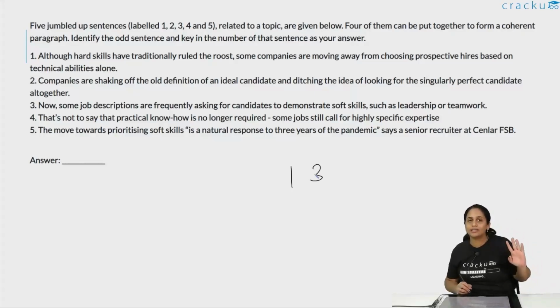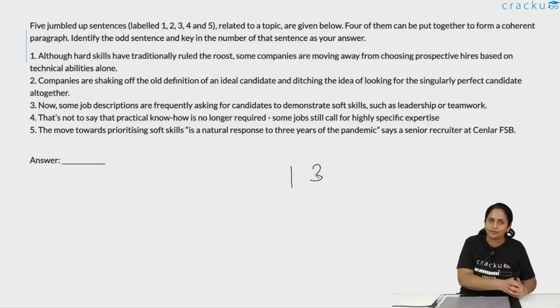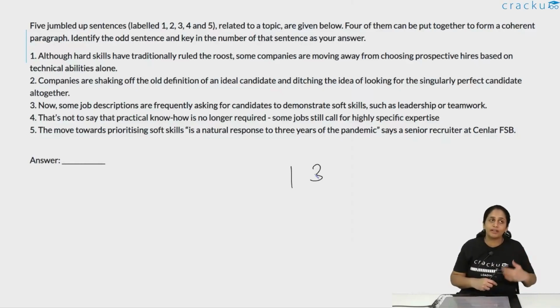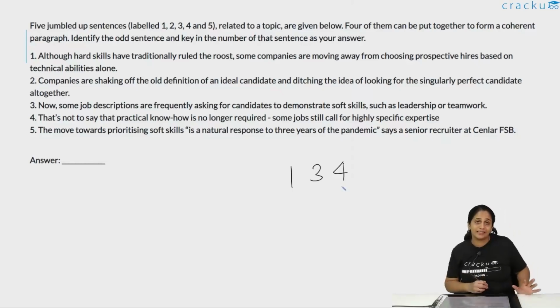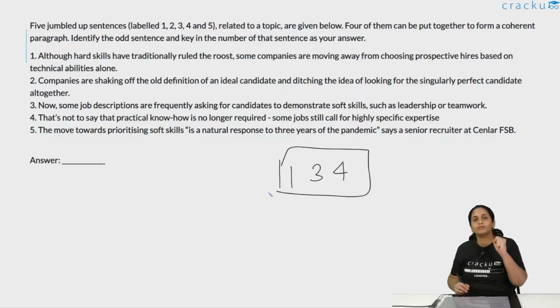Now 4 is essentially saying that's not to say. It is clarifying that it's not that the hard skills or the technical skills are no longer asked for. Many jobs require very specific technical skills, but soft skills are also given a lot of importance nowadays. So 4 is essentially clarifying what is there in 3. So 1, 3, 4 forms a combination. It forms a group as such. So 1, 3, 4 are definitely part of the paragraph. So 2 and 5, one of these 2 is not part of the paragraph.